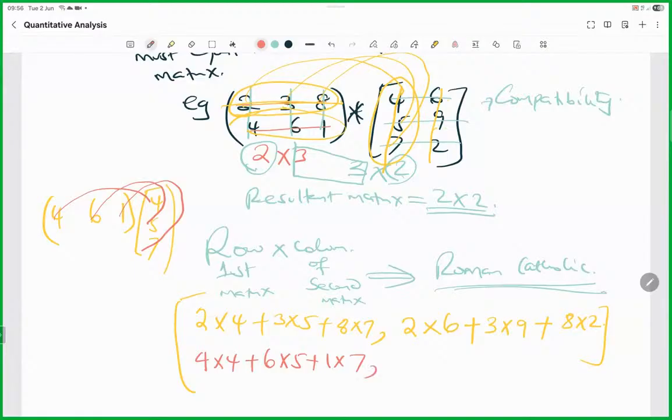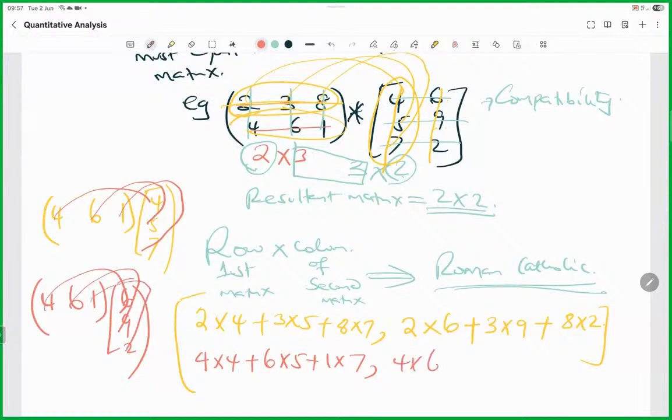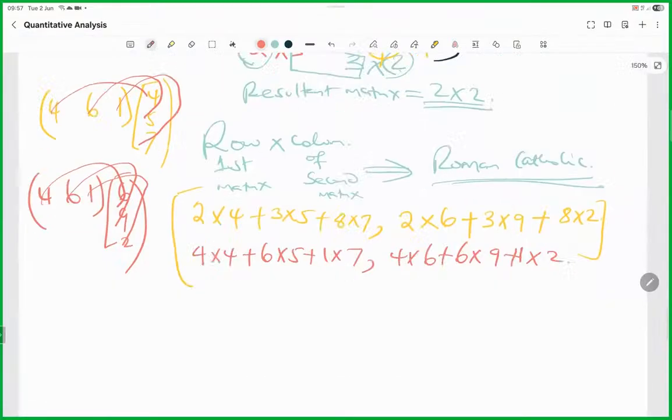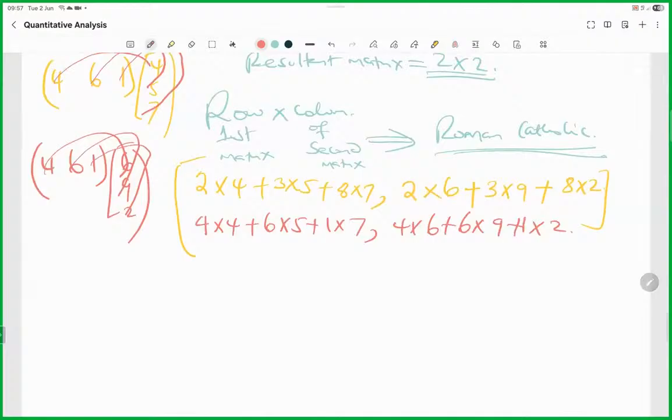And then the same row, this 4, 6, 1, has to finish its business by having multiplied with the last column, the 6, 9, 2. So first ones multiplied, plus second ones multiplied, plus third ones multiplied. So we have here 4 times 6, plus 6 times 9, plus 1 times 2, like that. Is there somebody who can give me these answers? Anybody who can give me these answers?